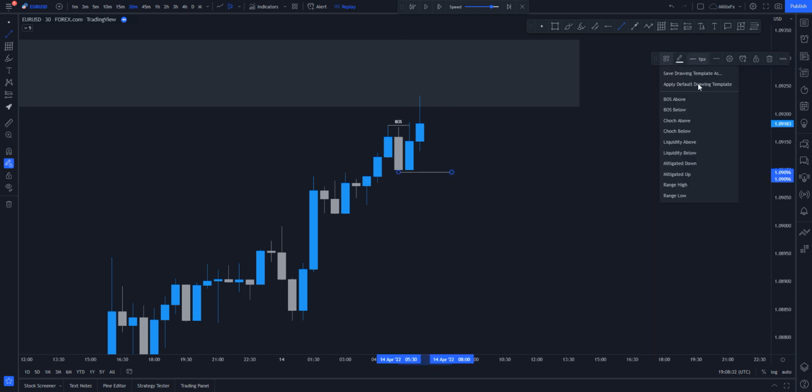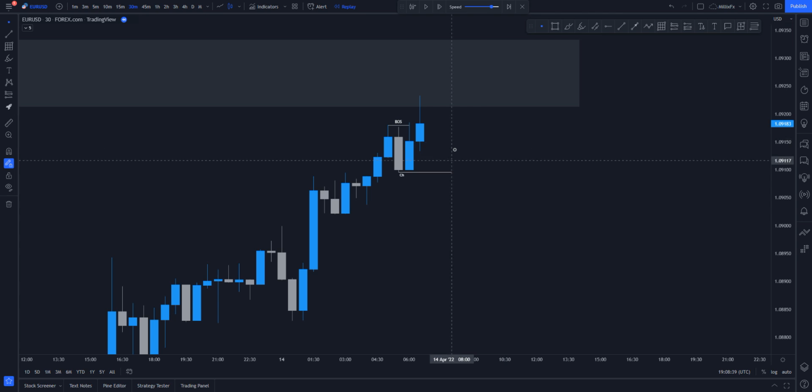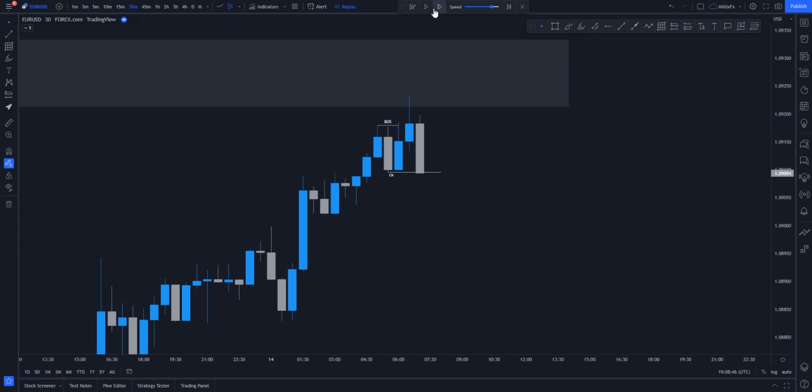And now we are looking for a change of character, right? So the change of character is basically the lower time frame break of structure, right? So for the counter trend break of structure, so you see price has tapped into the POI nicely, and it is at our major POI. So we are looking for price to break structure.